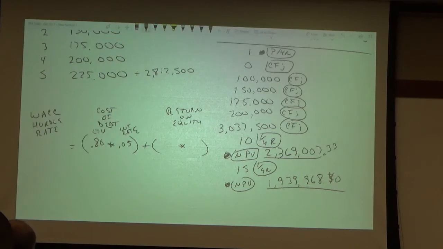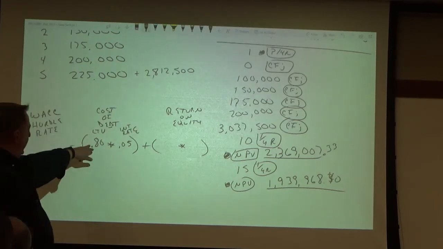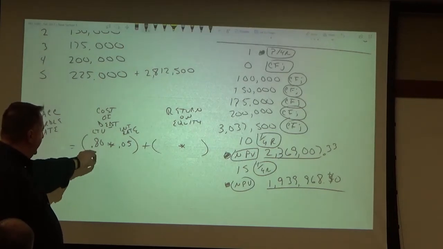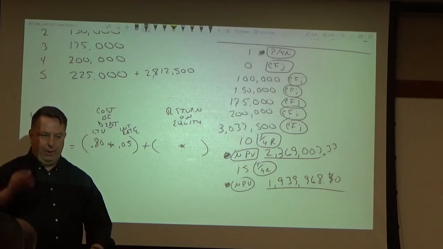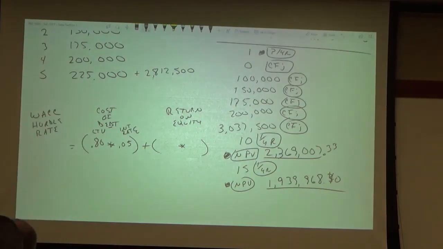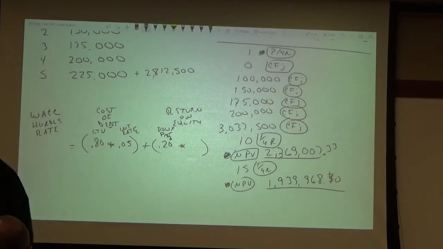All right? Then on the other side of the equation, if you're borrowing 80% to go into a project, that means you've got to come up with 20% equity. In other words, 100% minus 80% equals 20% equity. So that is basically your down payment percent, okay? And then what's left over is, in essence, your return on equity.